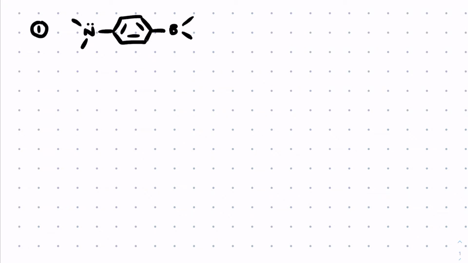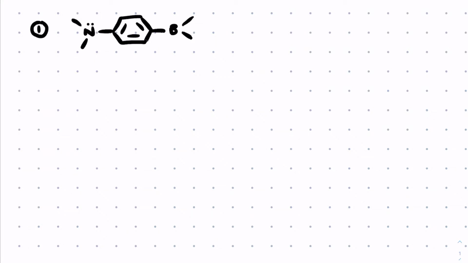So this question specifies that it wants you to draw all resonance structures and then go back and decide which ones are contributing. That's an important piece of information. This is our starting material. We have this thing with a nitrogen on one side and a boron on the other side.